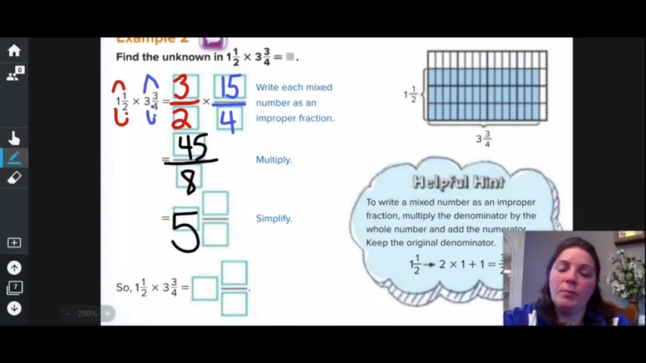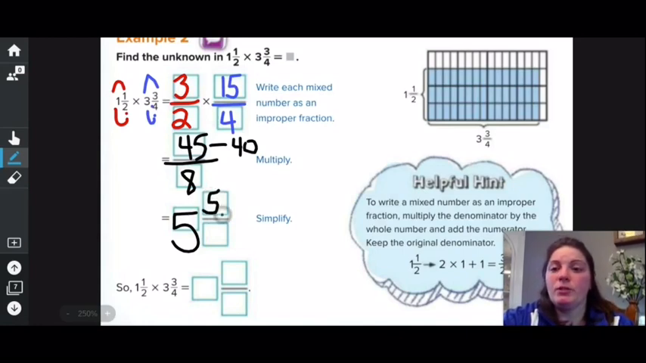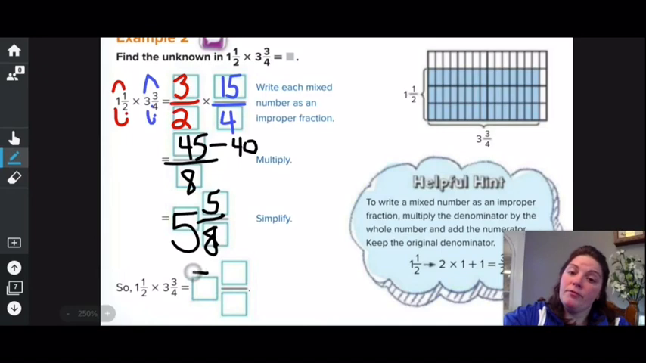Well, when I pulled out 5 8s, how much was that? Yeah, 5 8s are 40. So what's the difference between the 45 that we had and the 40 that we needed? 5. 45 minus 40 is 5. Keep your denominator. So we get 5 and 5/8. So 1 1/2 times 3 3/4 is 5 and 5/8.